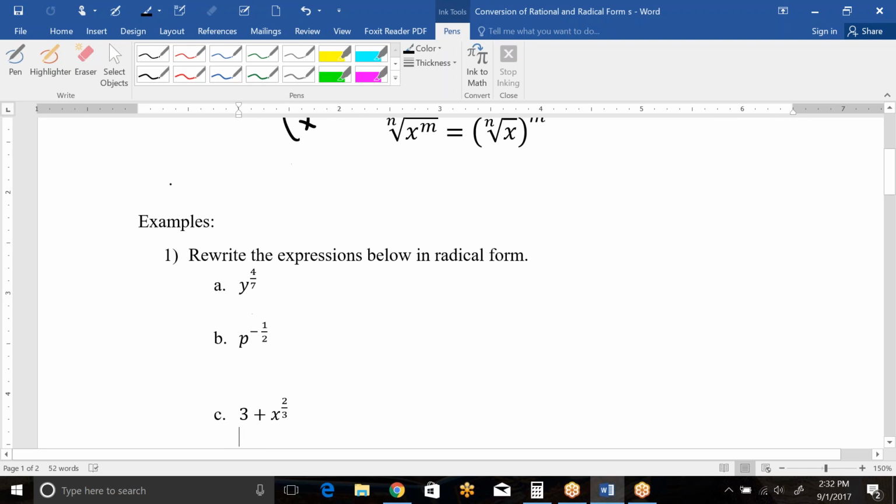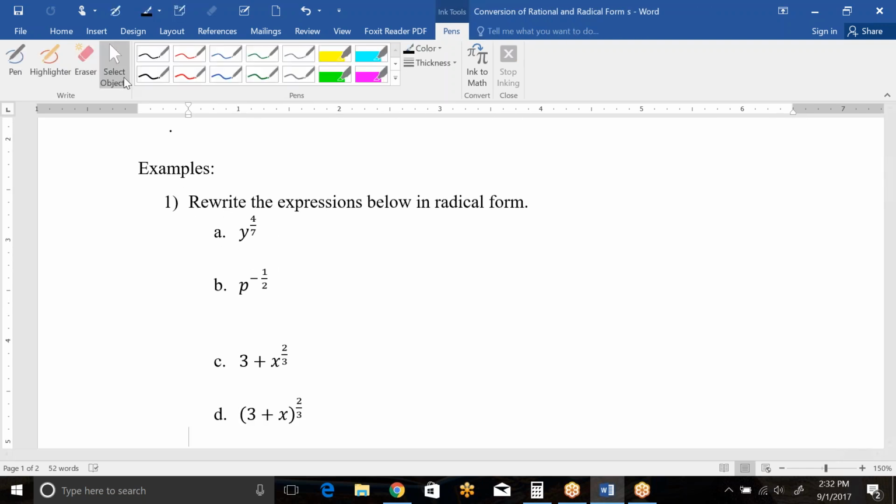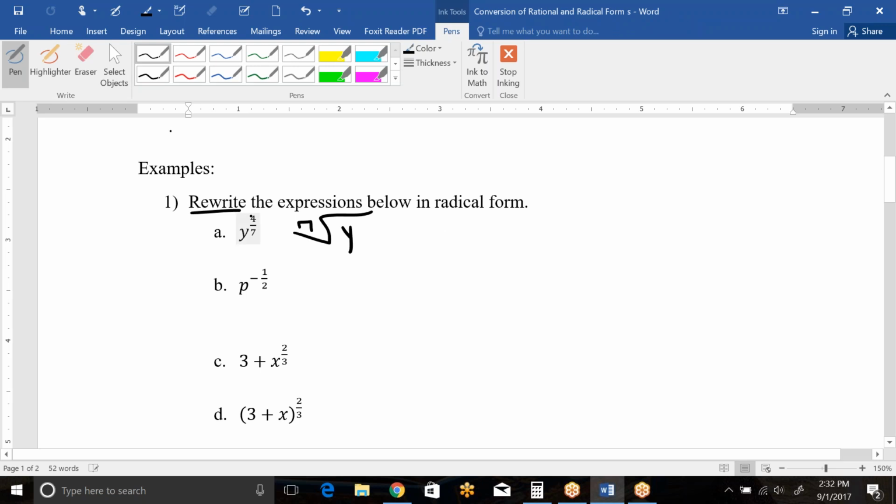So this first one says, let's rewrite the expressions below in radical form. They don't want us to simplify anything, it just says to rewrite. So this one would be the 7th root of y, and then the numerator is 4, so to the 4th. This one, we don't usually like transforming it when the exponent is negative, just like we don't do many things when exponents are negative. So I'm actually going to convert that first to 1 over p, and then remember the exponent would now be positive using our exponent laws.